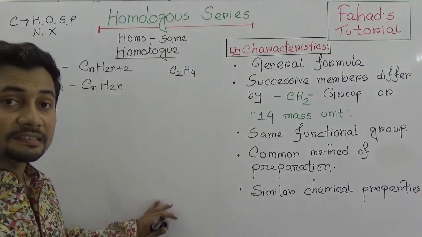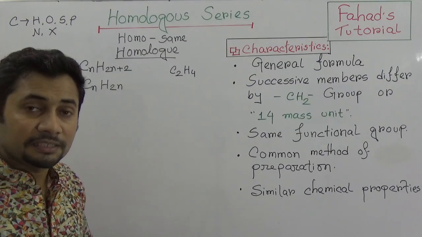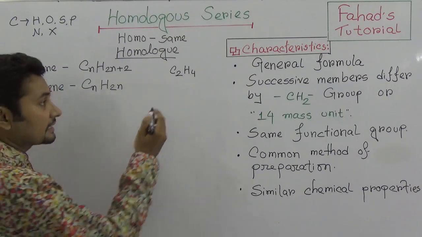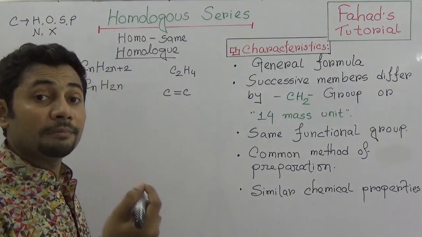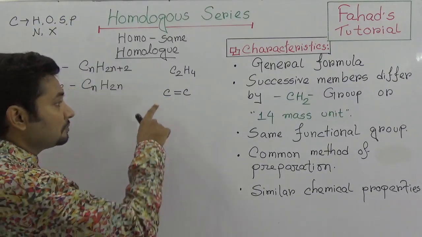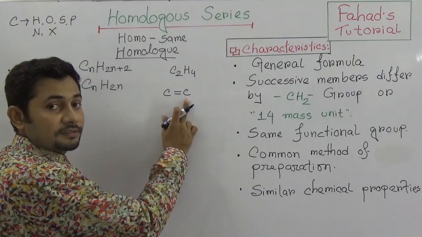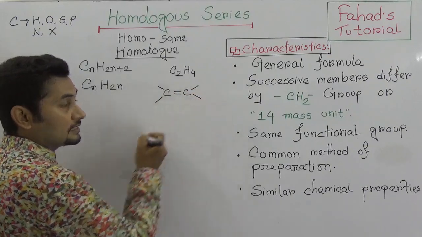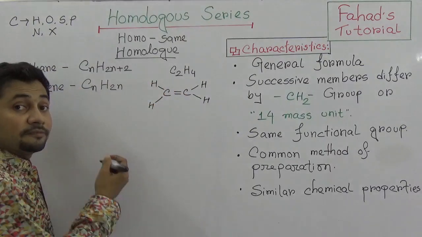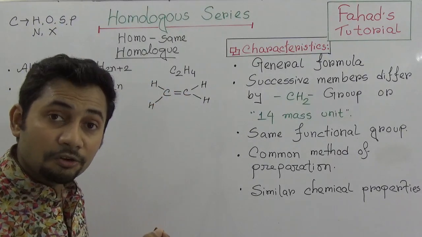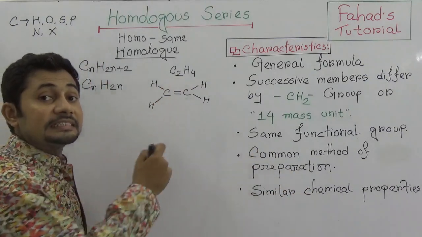C2H4 is ethene. Some of you may ask why methene is not there. Because alkene means that carbon and carbon will have at least a double bond in between them. So to make this double bond, there must be 2 carbons. The other carbon valences will be occupied by hydrogen. And that is why the first member of the alkene homologous series is C2H4, that is ethene.